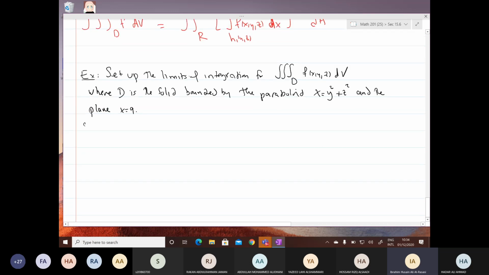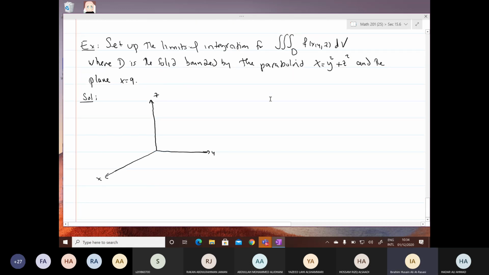Solution. I need to set up, so I have to sketch the solid. So we sketch the solid. This is X, and this is Y, and this is Z. You have x equals y squared plus z squared.